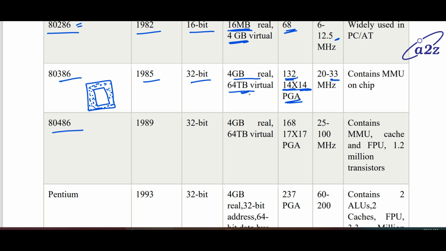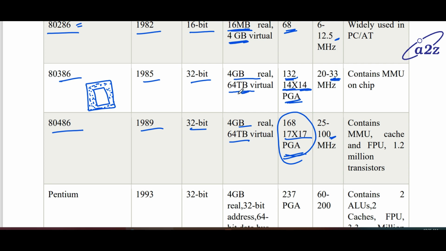Next is 80486. It was developed in 1989. It is again 32-bit, 4 GB real, 64 TB virtual, but the number of pins has been upgraded from 132 to 168, 14 by 14 to 17 cross 17. Rest everything is the same. The number of pins has been increased. The clock frequency has been increased from 33 megahertz to 100 megahertz. Now, the greater the clock frequency, the faster the execution.